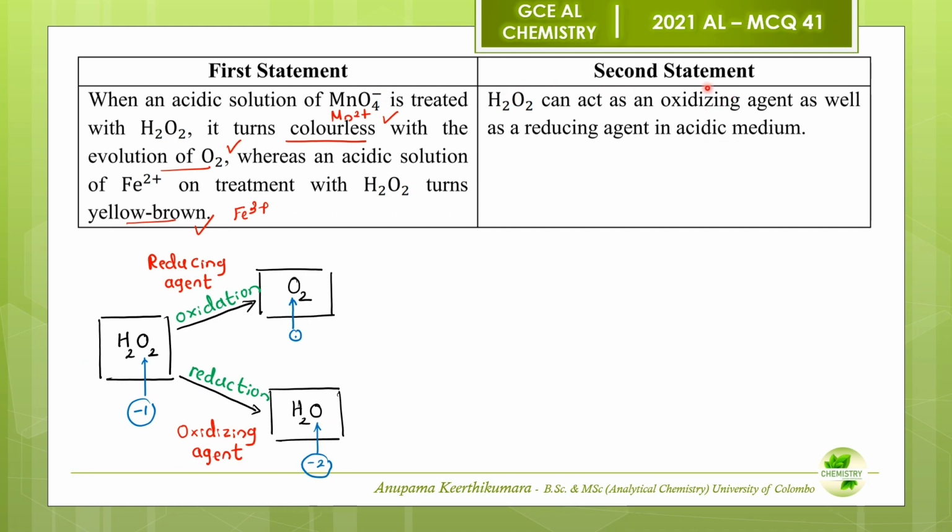Now we will move to the second statement. Hydrogen peroxide can act as an oxidizing agent as well as a reducing agent in acidic medium. It can act as an oxidizing agent as well as a reducing agent. Then we will see about the medium. The redox property of hydrogen peroxide depends on the pH of the medium, but hydrogen peroxide can act as an oxidizing agent as well as a reducing agent in both acidic as well as basic medium. Therefore, the second statement is correct.